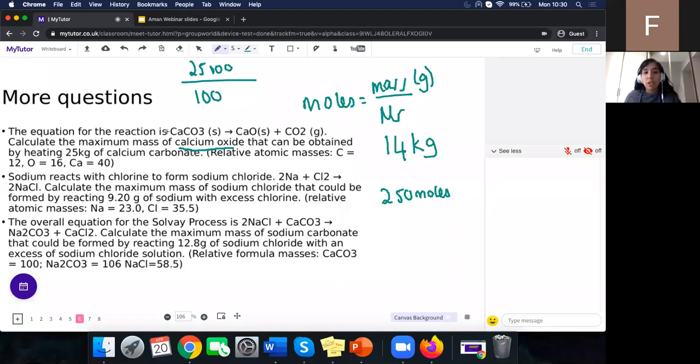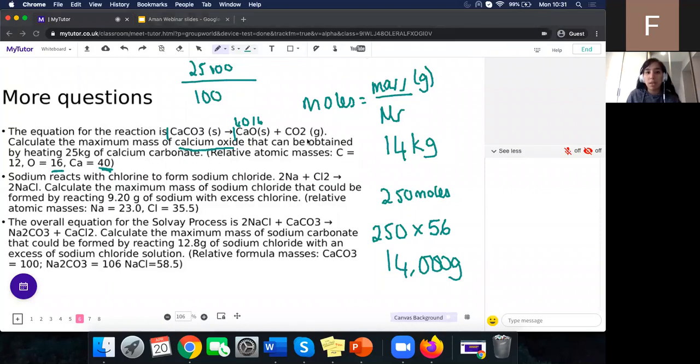If we look at our equation, it's 1 to 1. So that means that the number of moles of calcium oxide is also 250, and that's because the ratio is 1 to 1. So if there are 250 moles of calcium oxide, to calculate the mass, then we do 250 times the MR, which is 40 plus 16. So 40 in calcium, 16 in oxygen. So 250 times 56, which will give you 14,000 grams, which is 14 kilograms. So well done to everyone that gave me that answer exactly correct.